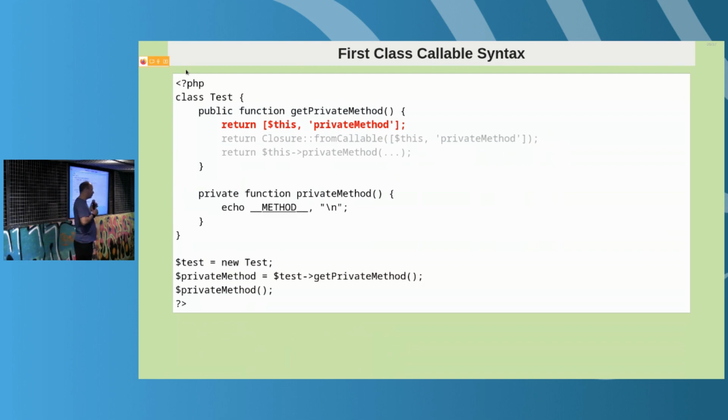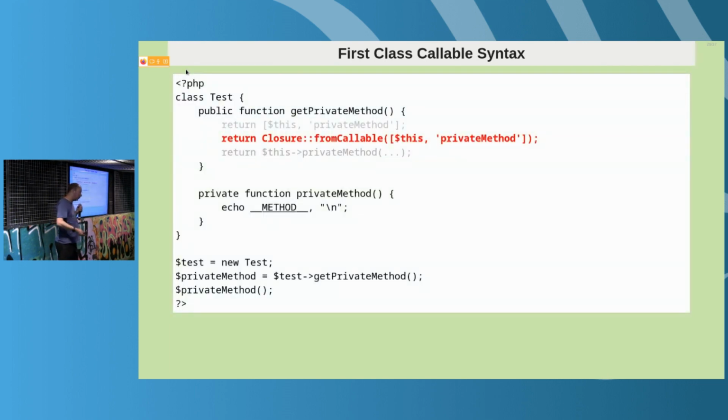If you do this with a private method, you call this code, you do new Test, and then you call getPrivateMethod. You get this array back with this and the private method. But when you then call this, it can't work, right? Because we have no this. And even if we added this, you can't call private methods outside of the scope. So that doesn't work in this case.